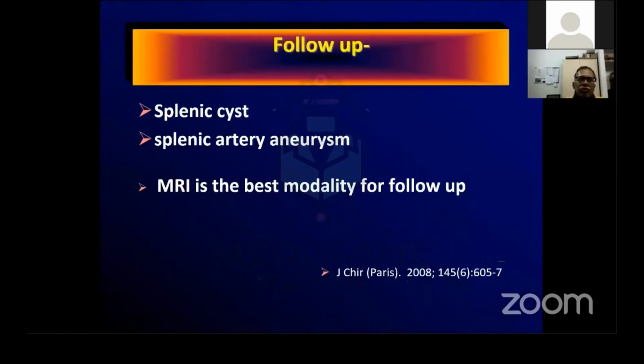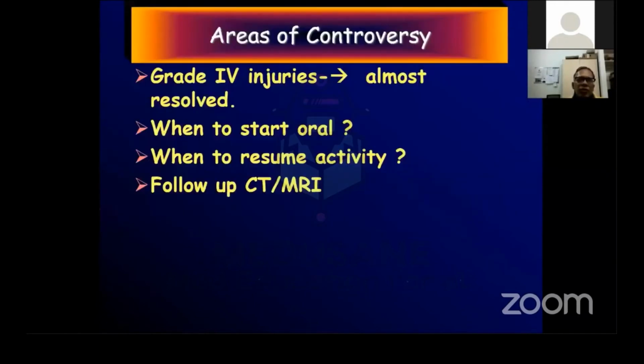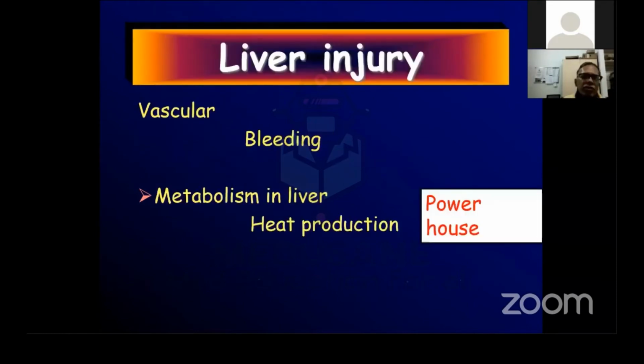In follow-up, you must look for splenic cyst and splenic artery aneurysm, and MRI is a better method because of less irradiation. You can see a splenic cyst on the lateral surface of the spleen. This may be innocuous subsequently, but you'll have to follow up, it gets absorbed slowly. Areas of controversy: grade 4 injury is almost resolved. When to start oral feeding, I've already told you. When the rate of laparotomy is less, you can start activity. Better to wait for 2 weeks, and follow-up CT or MRI can be done if the patient is unstable or something else.